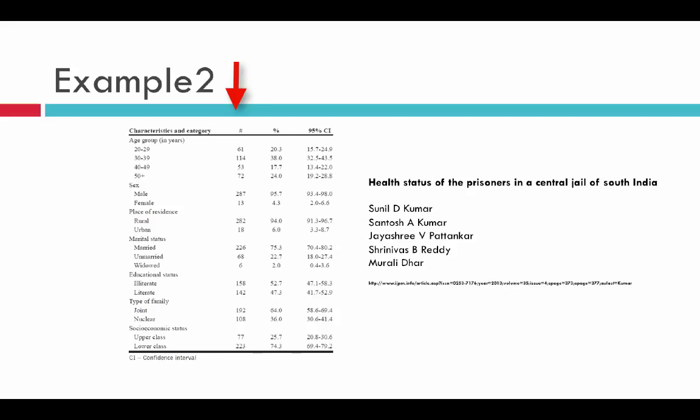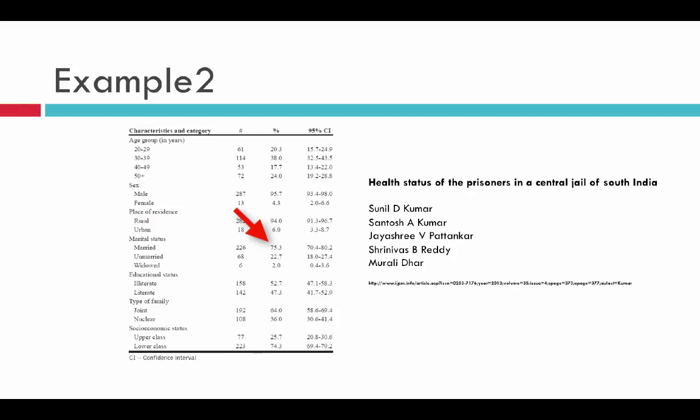Now, the second column tells us the number of individuals from the sample that were in each of those particular categories, and the percentage in the next column. The final column is a 95% confidence interval, and this is being used to estimate the true proportion, or in this case, because it's greater than 1, it's been converted into a percentage, the true percentage of the group that is being represented. If we look at the marital status under married, we see 226 participants in this sample were married, and this was equivalent to 75.3% of the sample.